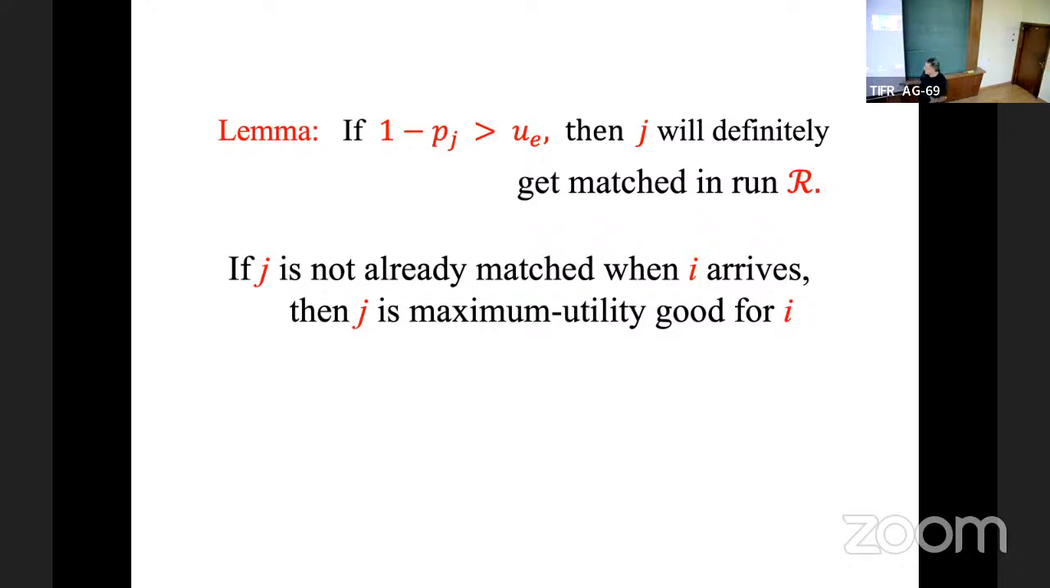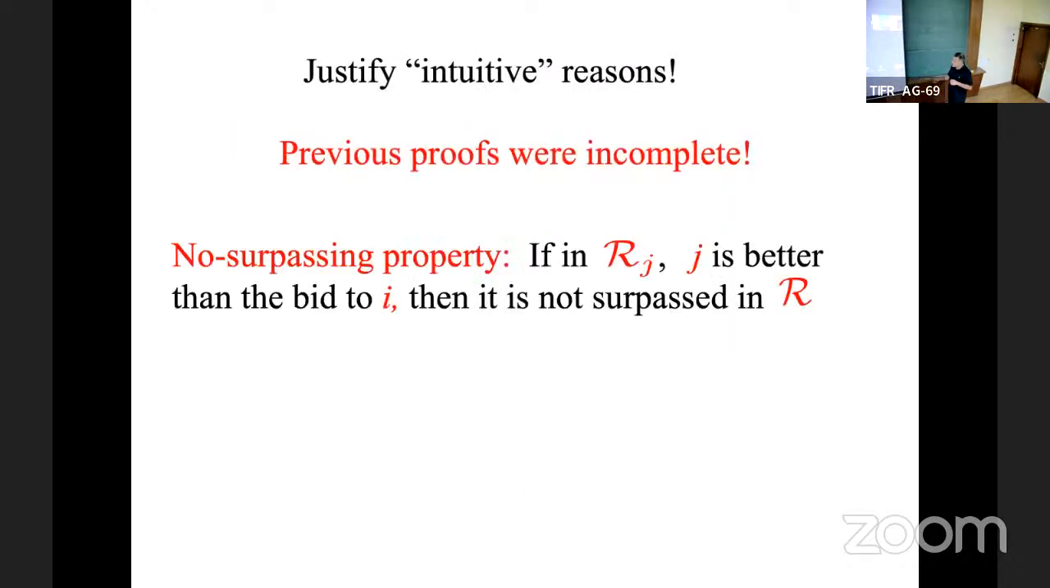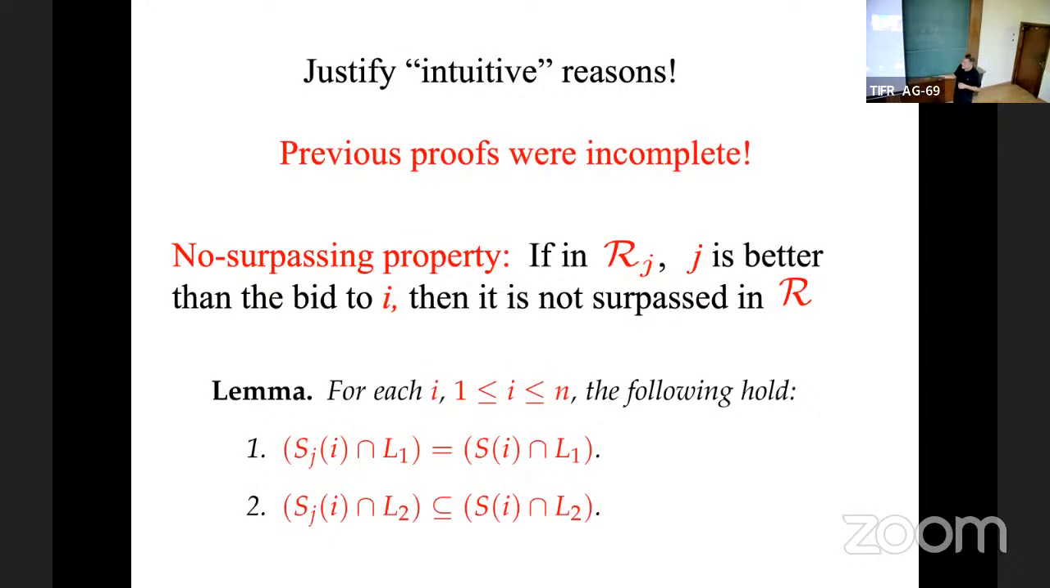And it turns out that that needs another property to be proven, and I call it the no surpassing property. That if J is better than I in Rj, then it is not surpassed in R. No J prime comes and surpasses it. So whereas this is obvious, it of course needs a proof which was not present in the previous proofs given for ranking, and now it's proven.